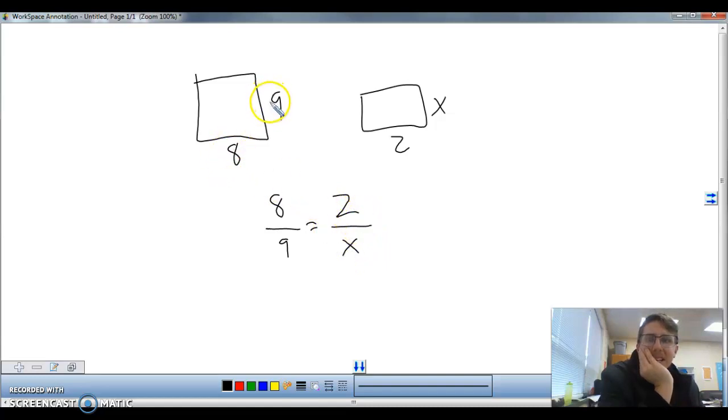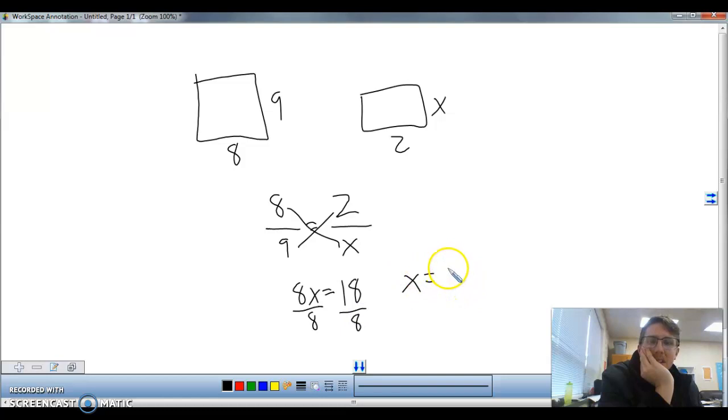8 to 9, that's the relationship here. What's the relationship to 8? What has to go in the same spot as 8? The 2, because it's in the same spot on the rectangle as 8. What has to go in the same spot as 9? The x. Okay, so now you cross multiply. Now you get 8x equals 18. One step from here. Divide both sides by 8.